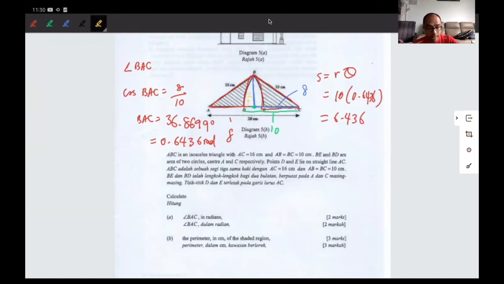So that means AD plus EC is 16 minus 4, which is 12. We take 16 then minus 2, minus 2, minus 4, so you get 12. So my perimeter will be 10 plus 10 plus, this whole thing below here is 12, plus 6.436 plus 6.436. Then you will get the final answer.